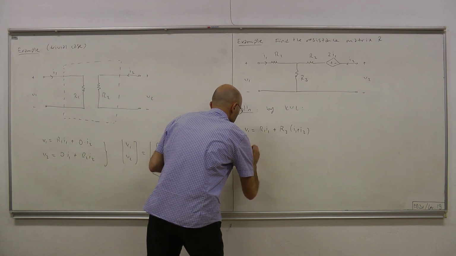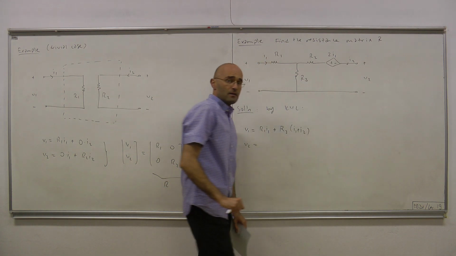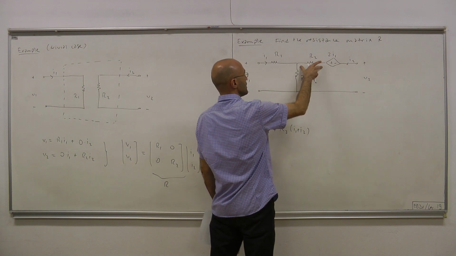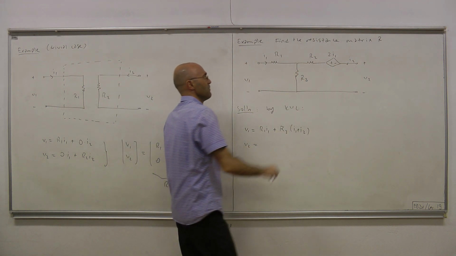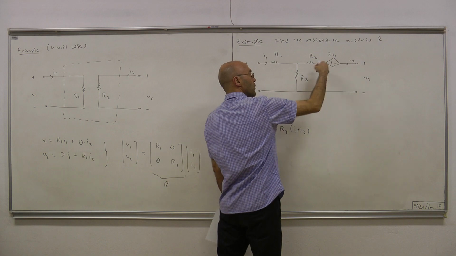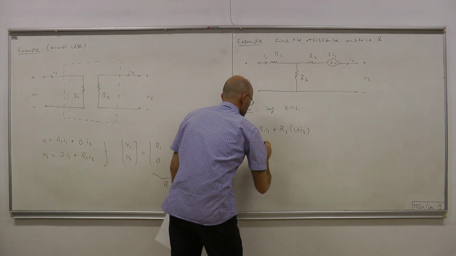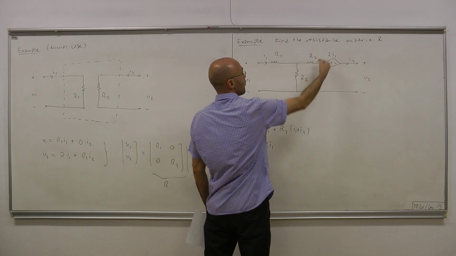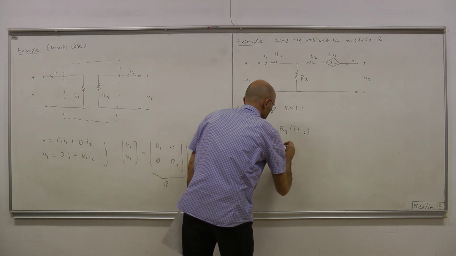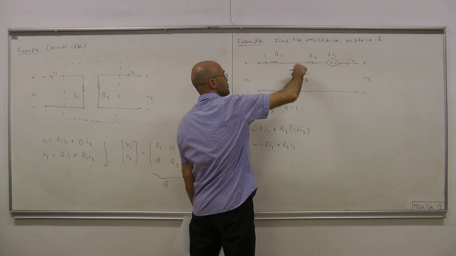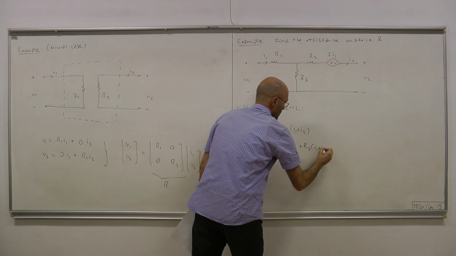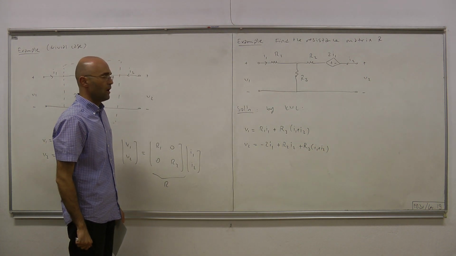And similarly for V2. Now V2 by KL is a sum of three voltages. This voltage plus minus, this voltage plus minus, and this voltage plus minus. Now this voltage equals, its polarity is minus plus, but now we're going plus minus, therefore it's minus 2I1. Then we have this voltage, which is R2 times this current, and this current is no other than I2. And finally, we have this voltage plus minus, which is same as here, R3 times the current passing through R3.